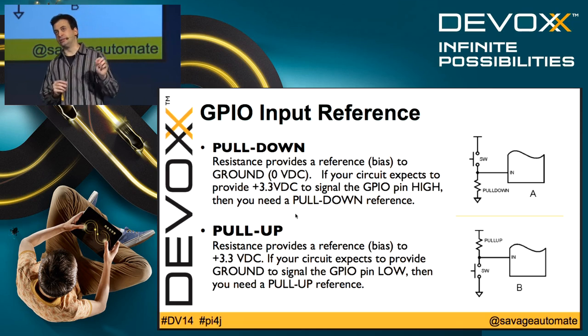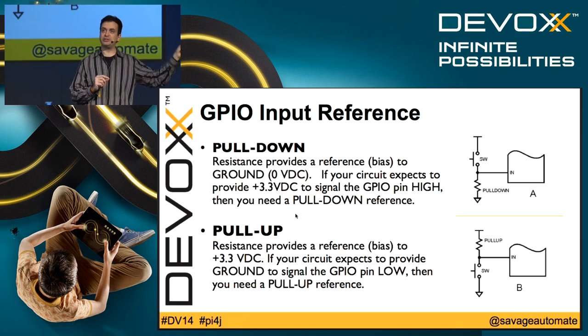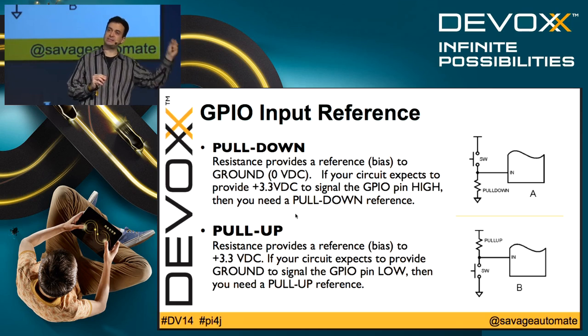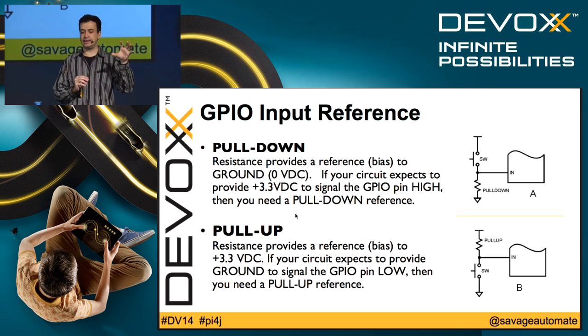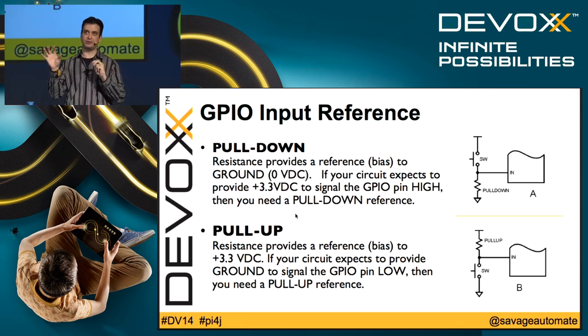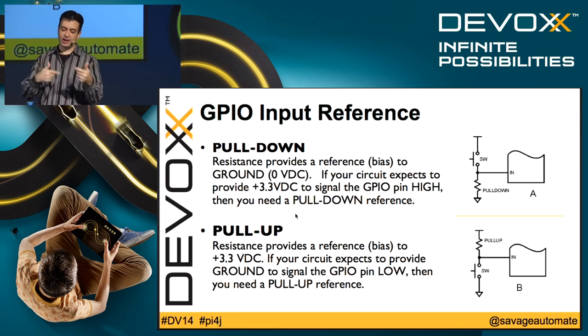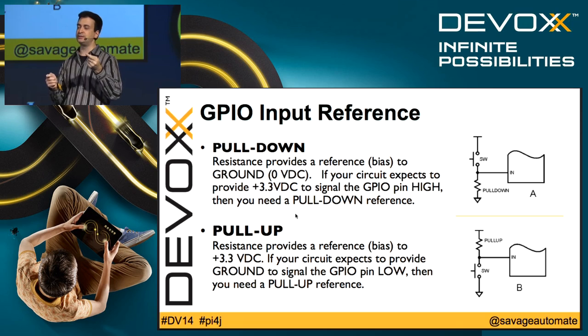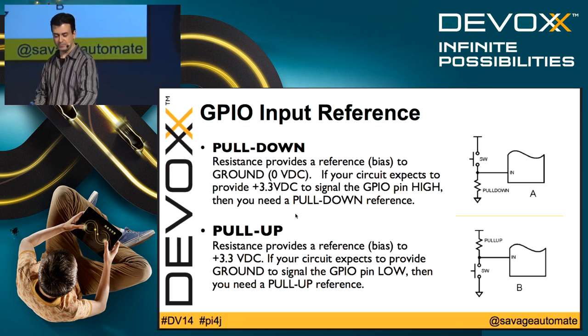If you're designing a circuit that's going to drive the voltage into an input pin, and you're going to signal that input pin into a high state, then you need a pull-down resistance. What that will do is give it a weak reference to 0 volts. So the pin will default to this 0 volt ground state, and then when your circuit completes, we're going to signal it high with the 3.3 volts. And the converse of that would be pull-up resistance. If you're going to provide a ground circuit to signal the GPIO pin low, then you would use pull-up resistance.